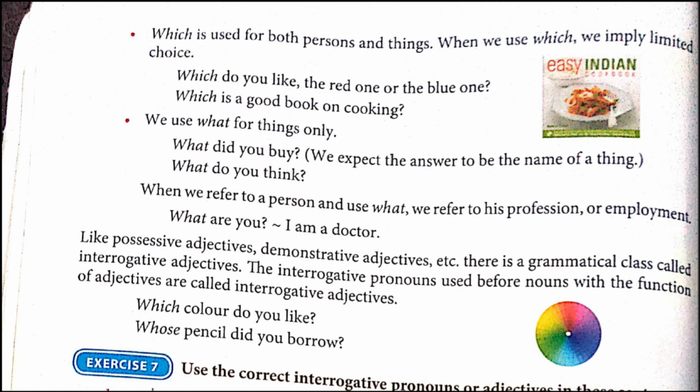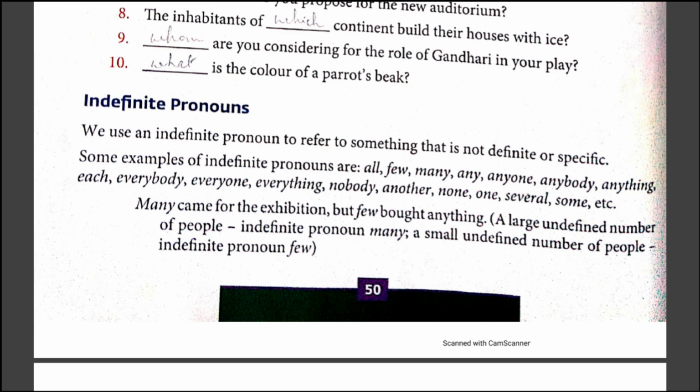And the next one, whose pencil? Again, whose is an interrogative adjective and next to it pencil is there. So if there is a blank before pencil, at that moment pencil is a noun, so you will be using an interrogative adjective. Whose pencil did you borrow? Next one, there is another pronoun that is called indefinite pronouns.